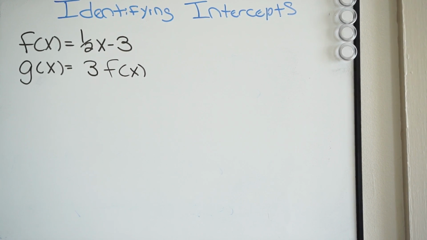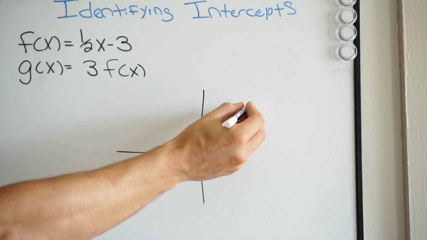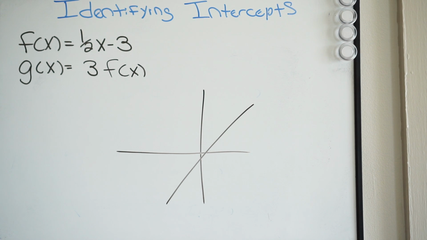Alright guys, today we're going to be talking about identifying intercepts. This goes way back to Algebra 2 at the beginning when we would identify the intercepts of a graph. Just to do a quick review, I'm going to put up a quick graph. So here's our graph, and let's say we have a line like the following. We want to find the intercepts here.